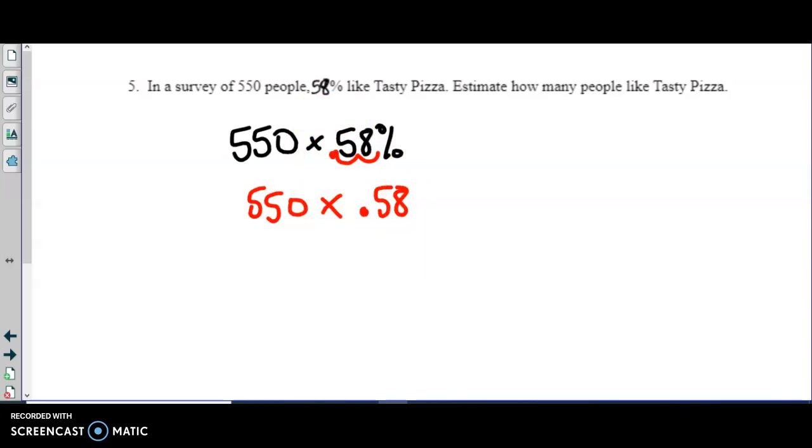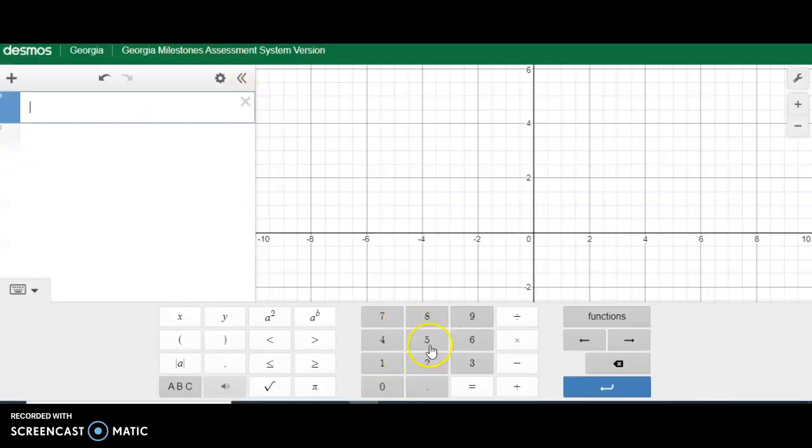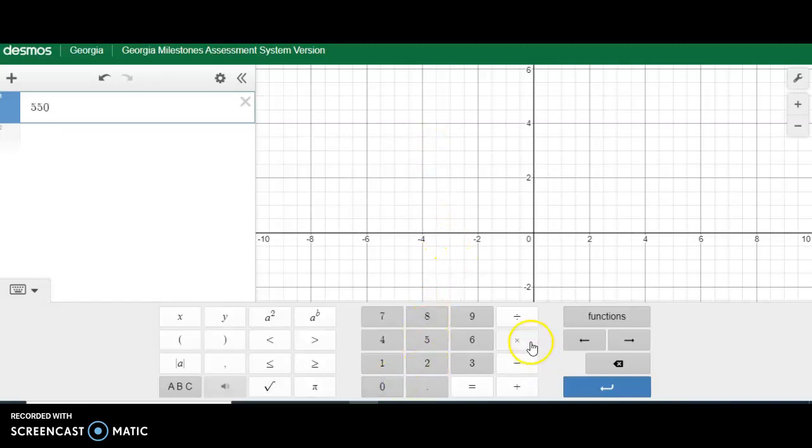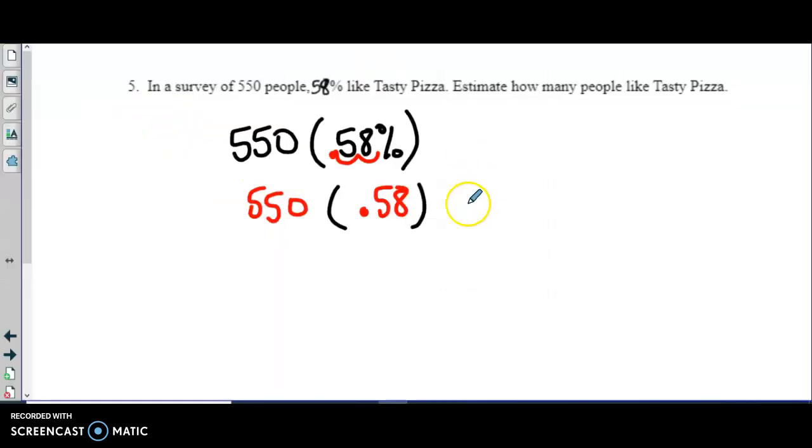And we shouldn't really use the X now that we're in algebra, because it doesn't look like a multiply symbol. It looks like an X to me. So I'm going to go back and I'm going to write this with parentheses. I don't really want to use a dot either, because a dot might look like the decimal. So parentheses is usually the best way to write it. So now I'm going to do 550 times, and I already forgot what it was, 0.58. So that is 319. So of the 550 people, 319 of them like the pizza.